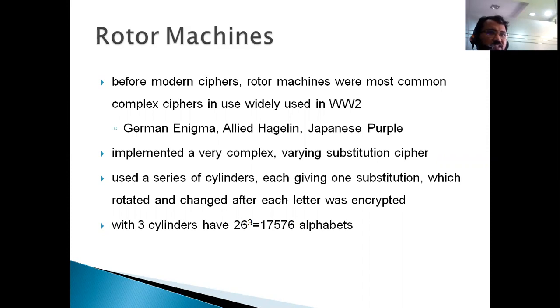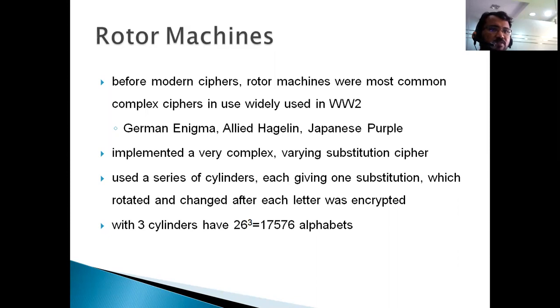In this rotor machine, a very complex and varying substitution cipher is used. So we are going to substitute the characters. Based upon the number of cylinders, the substitution complexity increases. Each cylinder performs one substitution. If we have three cylinders, then we are going to have three substitutions.